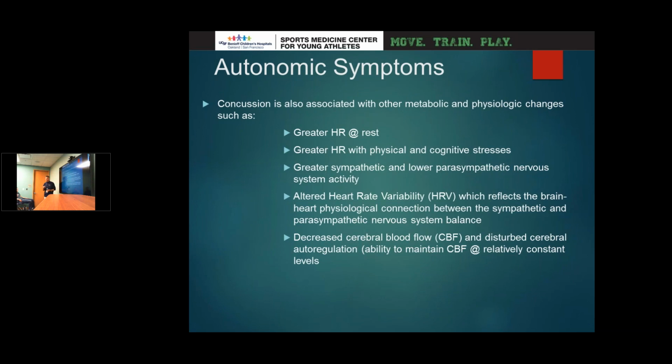So heart rate increases at rest, and heart rate increases with any activity. The way your body responds to input changes significantly. The heart rate variability, so basically, when you go to stand up, when you sit down, all those normal things that are regulated, aren't regulated so well anymore.